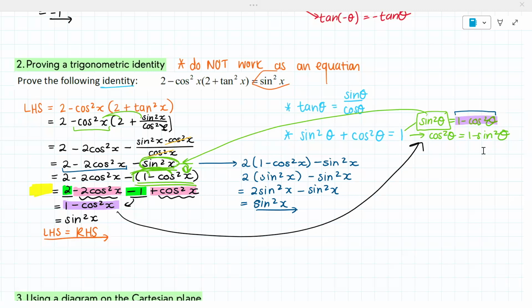All right, guys, so take your screenshots of this. Woo, so many words coming out of my mouth tonight. And then we're going to have a look at the third type of question, which is looking at a diagram in the Cartesian plane. Kirsten?